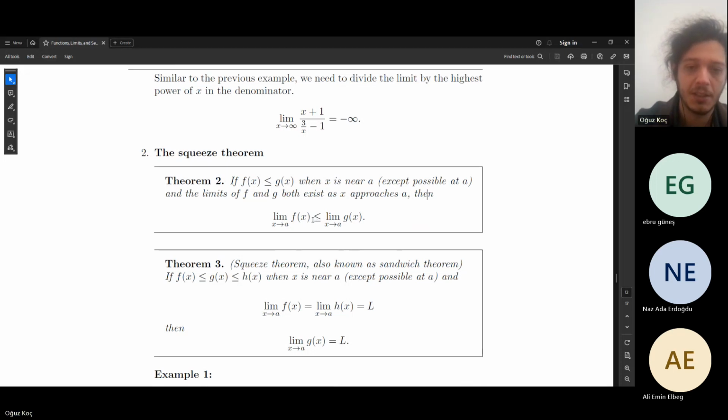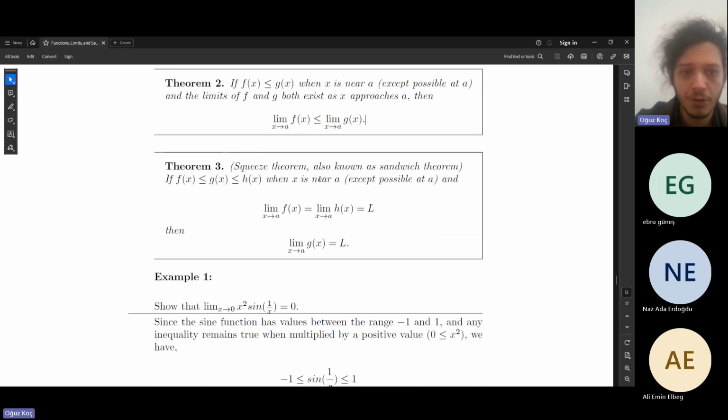then we can say that under the limit, the functions also preserve the inequality in their values. Therefore, the limit of f of x as x goes to a is greater than or equal to the limit of g of x as x goes to a. The condition holds.